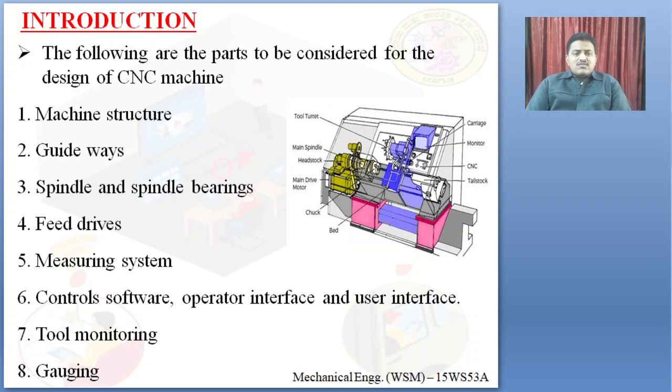Then controlling software is very important. Any changes that we want to make will be made in the software first, and then transferred to the machine. So in a computer, the control software is very important.